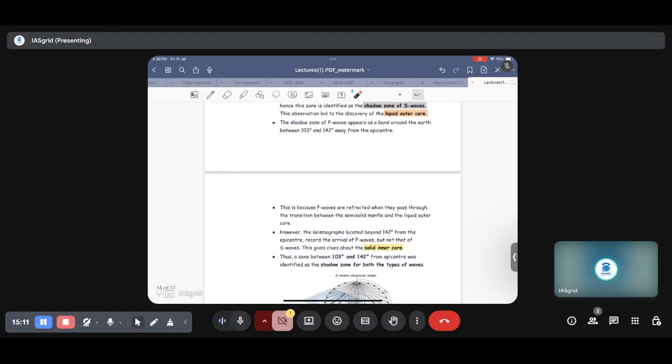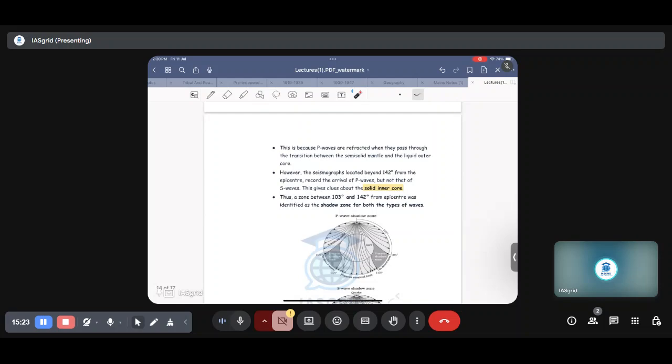Then you have to remember the degrees where they have been found. For example, S wave has a shadow zone between 103 and 142 degrees, that is away from the epicenter. Epicenter you could assume over here, right? And this happens because of what?